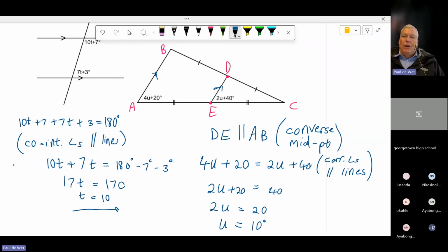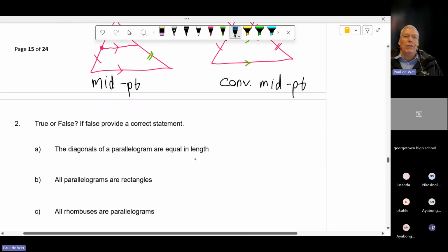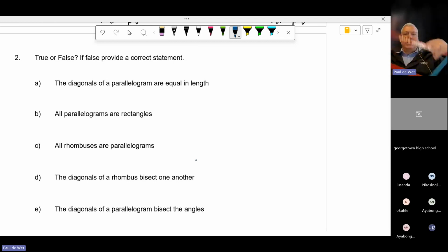Okay. All right, guys, we're going to move on now to some true-false questions. There are lots of them, and I want you to try and picture the shapes. So the diagonals of a parallelogram are equal in length. We're going to do these together.